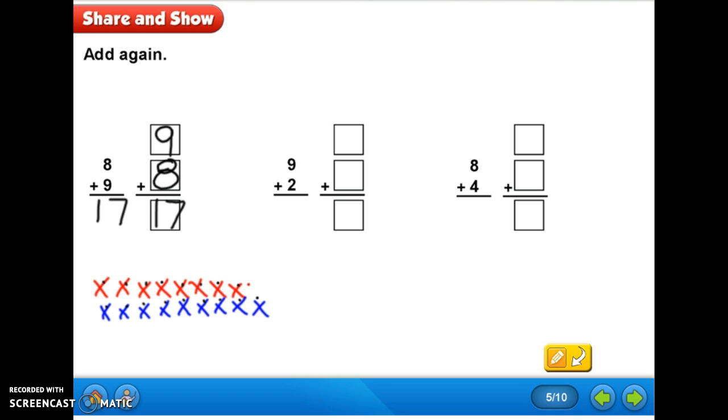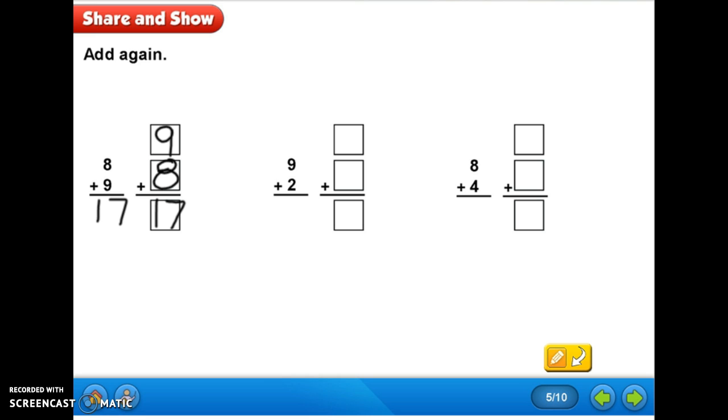Excellent job, boys and girls. Let's try another one. Look at the problem I have next. It's number 5 on your paper. Can you find number 5 on your paper? Great. All right, let's draw the problem.